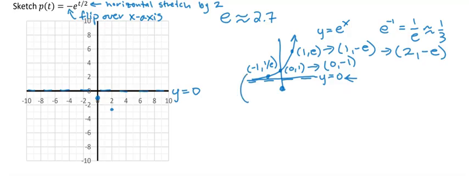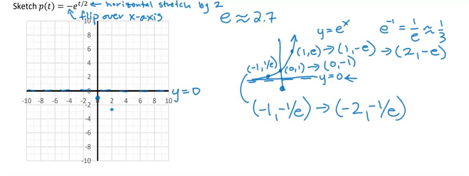And then for one more point, (-1, 1/e) flips to (-1, -1/e), and then it stretches to (-2, -1/e). So -2 and, remember we said 1 over e is in the ballpark of 1/3, so that's about -1/3, somewhere along the lines of that.